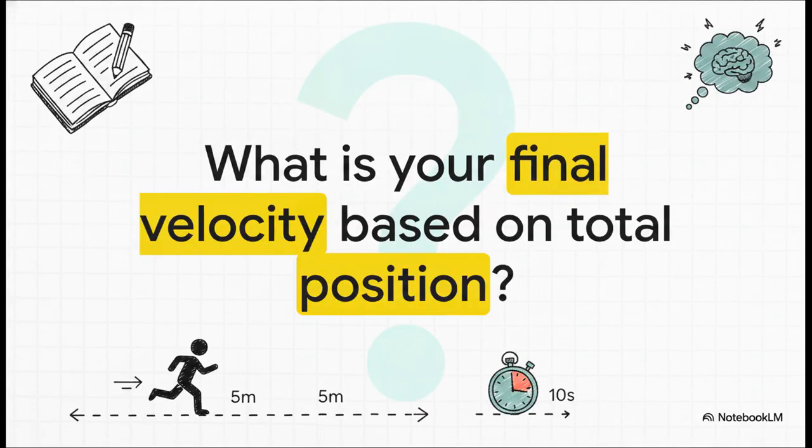We've covered a ton of ground today, so here's your final transfer question to truly test your mastery. If you run 5 meters forward and 5 meters back in 10 seconds, what is your final velocity based on total position change? Think critically about your starting and ending position here. Grab your notebook, write your short answer down right now, and share your reasoning with your class.